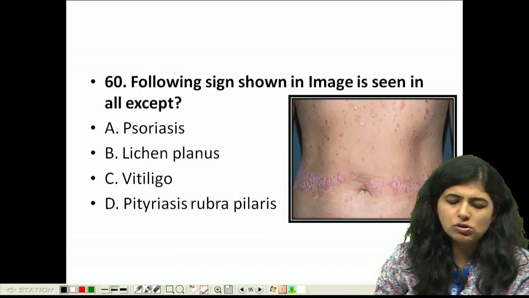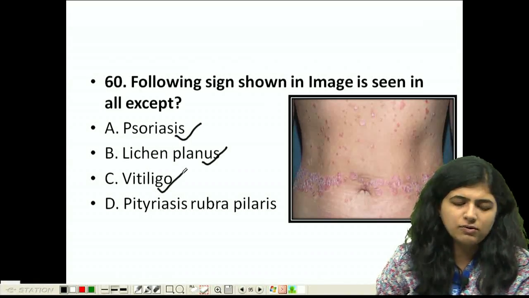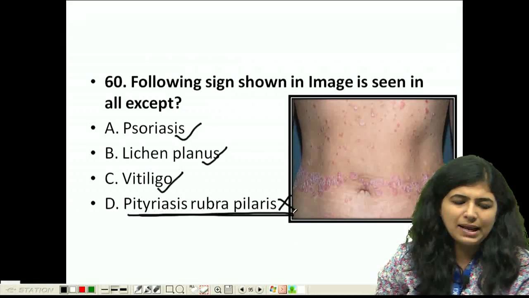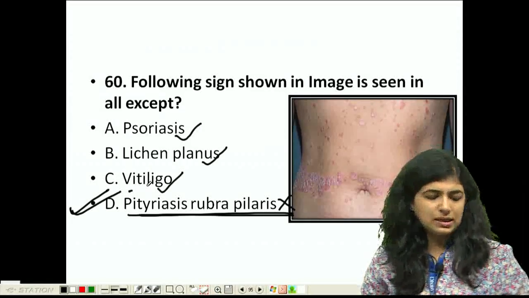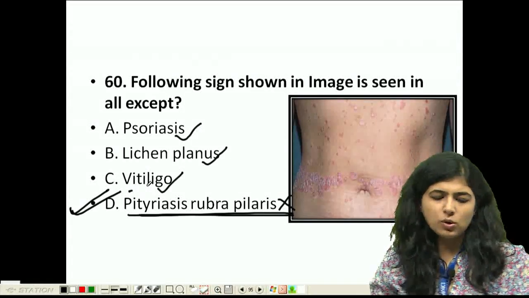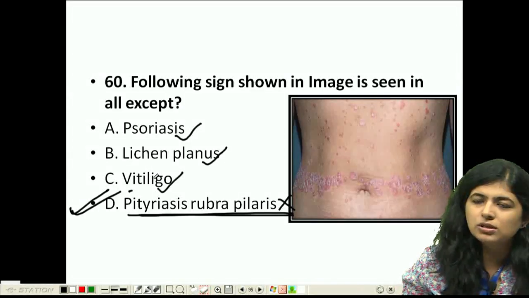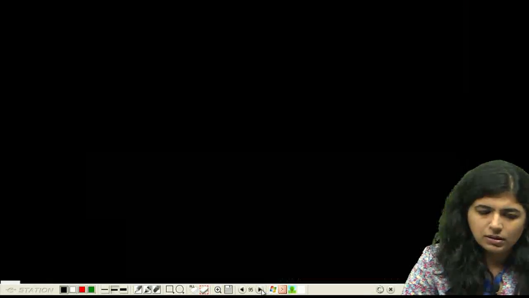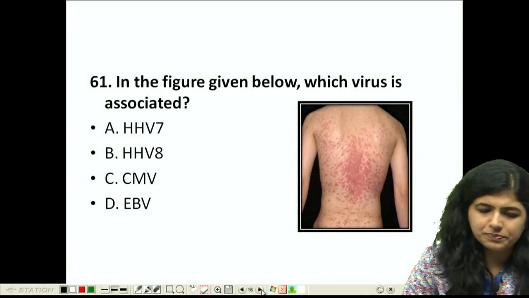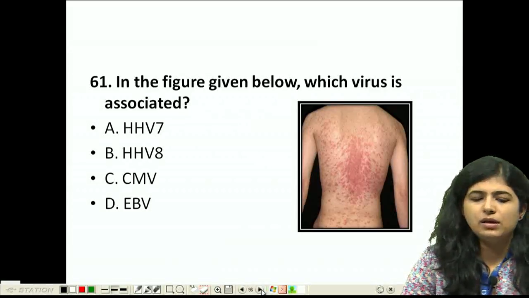This is an image which shows Koebnerization. We know that it is seen in psoriasis and lichen planus and vitiligo, but it is not seen in pityriasis rubra pilaris. Exactly what the question is asking. Koebnerization is seen in all except, it's a good question. It is asking you to identify Koebnerization from the image itself. So we move on to the next one. Again a very good question. Tell me the answer to this.